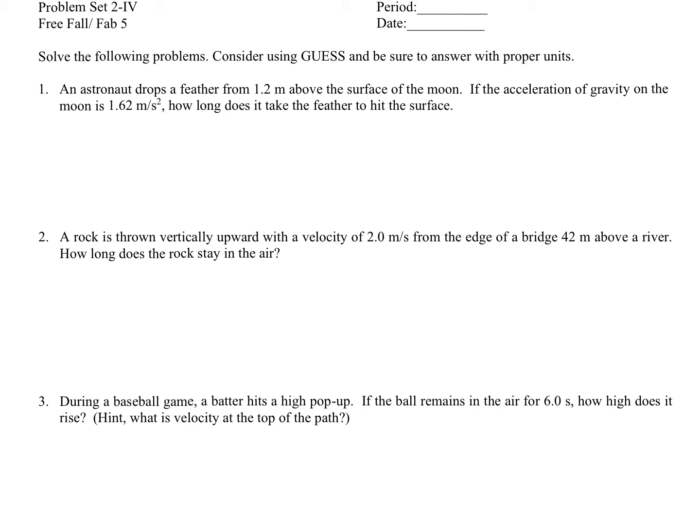Kinematic equations. So looking at number 1, an astronaut drops a feather from 1.2 meters above the ground. So 1.2 meters above the ground, to me, means that that object is going to fall 1.2 meters, which means my displacement is going to be negative 1.2.